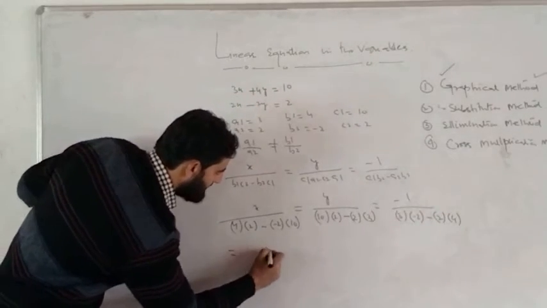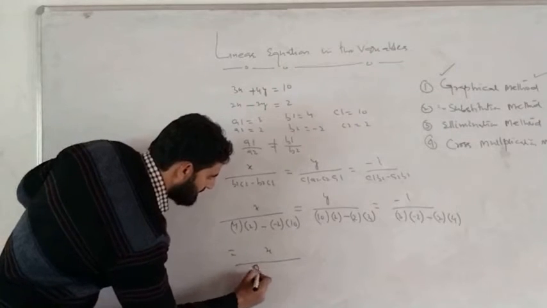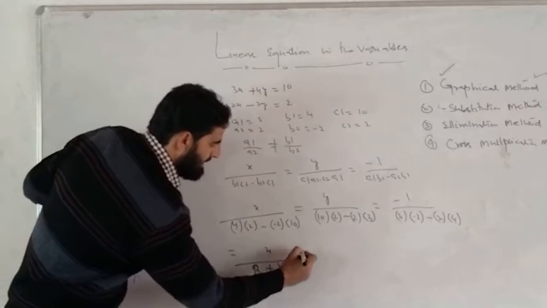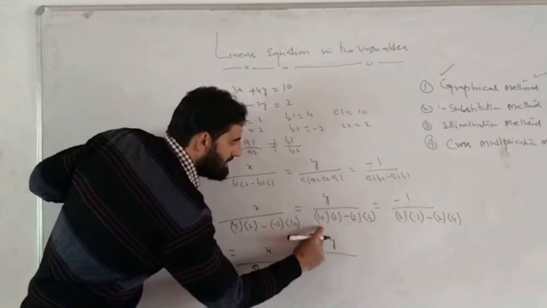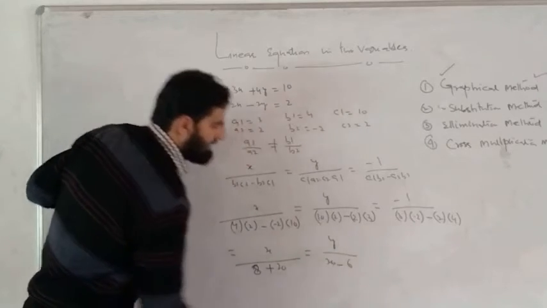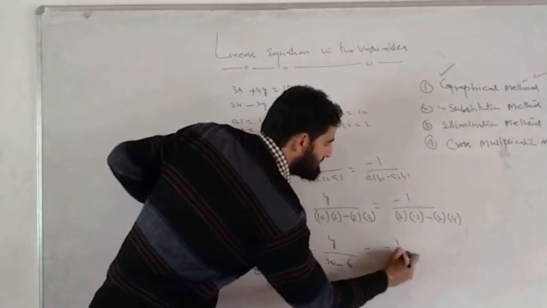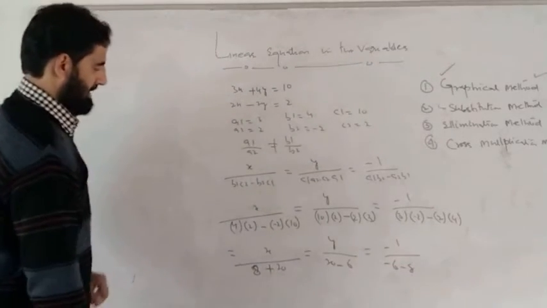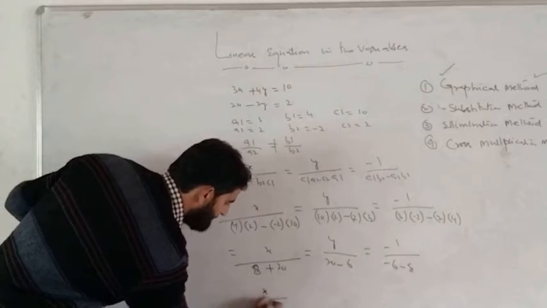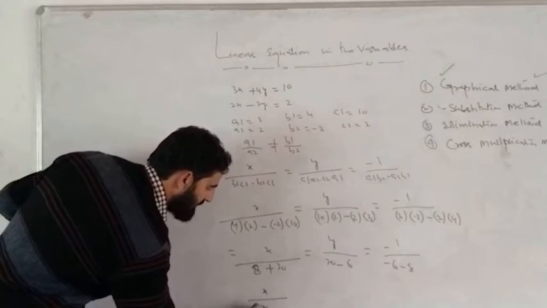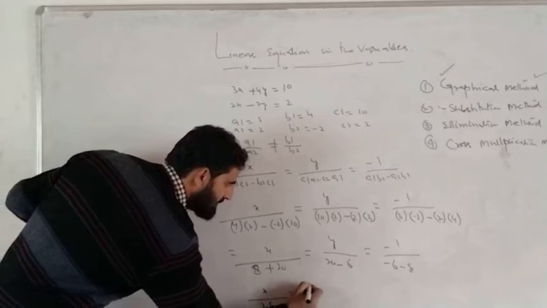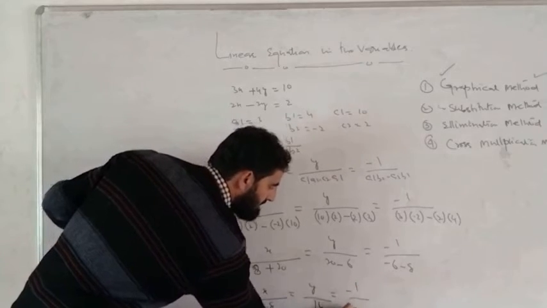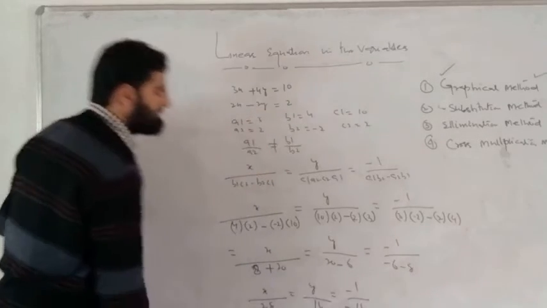So this is x divided by 4 2s are 8, minus into minus is plus, 10 2s are 20, is equal to y divided by 10 2s are 20 minus 3 2s are 6, is equal to minus 1 divided by 3 2s are 6 minus 8. So it's very simple. X divided by 8 plus 20, this is 28, is equal to y divided by 20 minus 6 is 14, is equal to minus 1 divided by minus 6 minus 8 is minus 14.